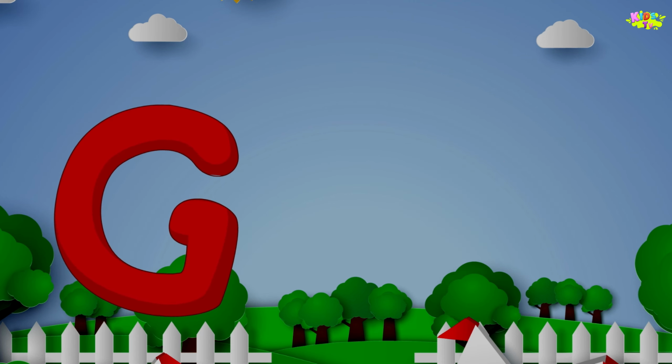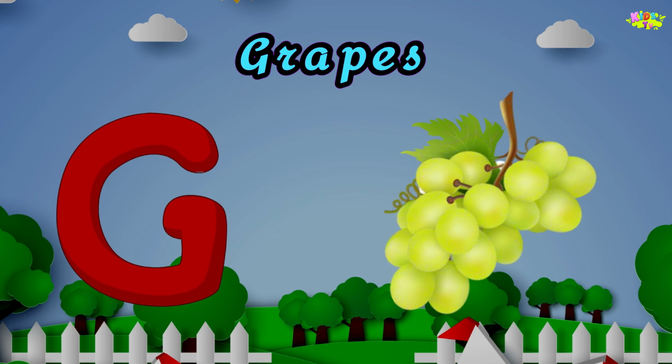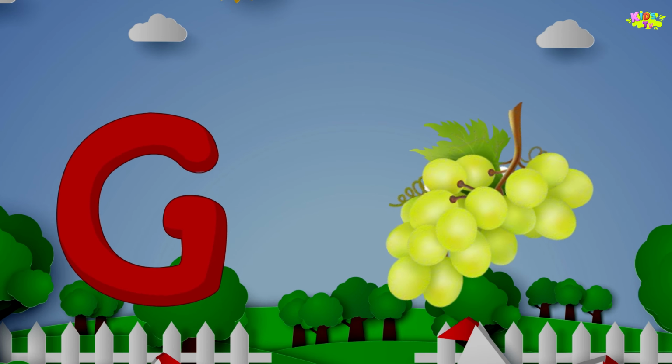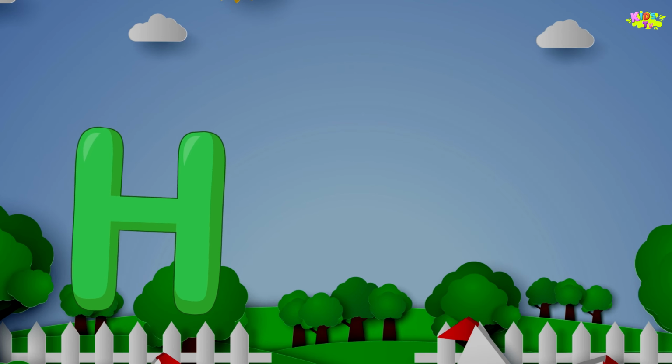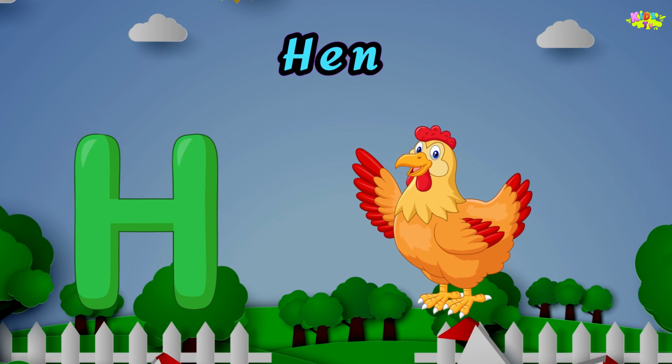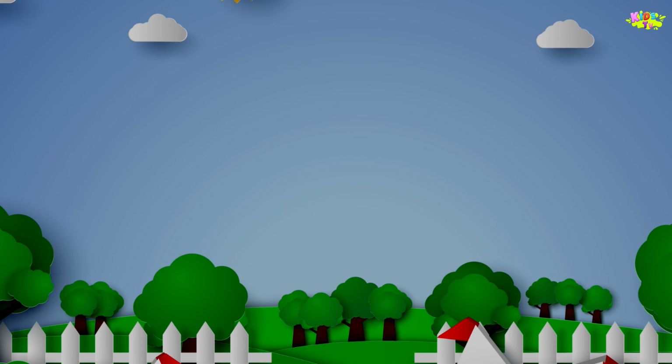G is for grapes, grapes, G, grapes. H is for hen. H, hen. H, hen. I is for ice cream.